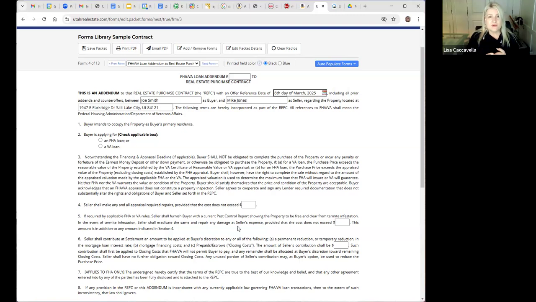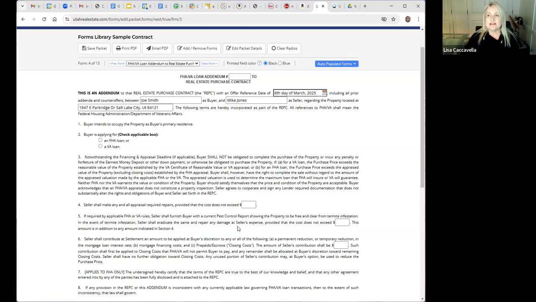FHA and VA have certain things: they can't have any exposed wood, they can't have any unfinished flooring, they can't have any holes on the wall. Those things are all fine with conventional, but for FHA they are not. So they have to have railings everywhere. There's just some little ticky things that FHA and VA do require.